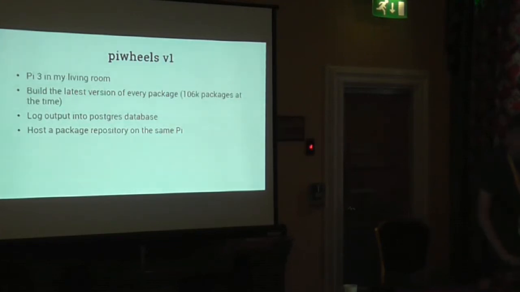So my proof of concept, piwheels v1, was just a Pi 3 in my living room, and I iterated through the list of packages. There were 106,000 at the time, and I just built the latest version of every one. And logged the output into a Postgres database, so I could keep track of which ones I built, whether they built successfully or failed, and if they failed, then why, so I could look into it later. And I was hosting an Apache web server on the Pi, which was the package repository.